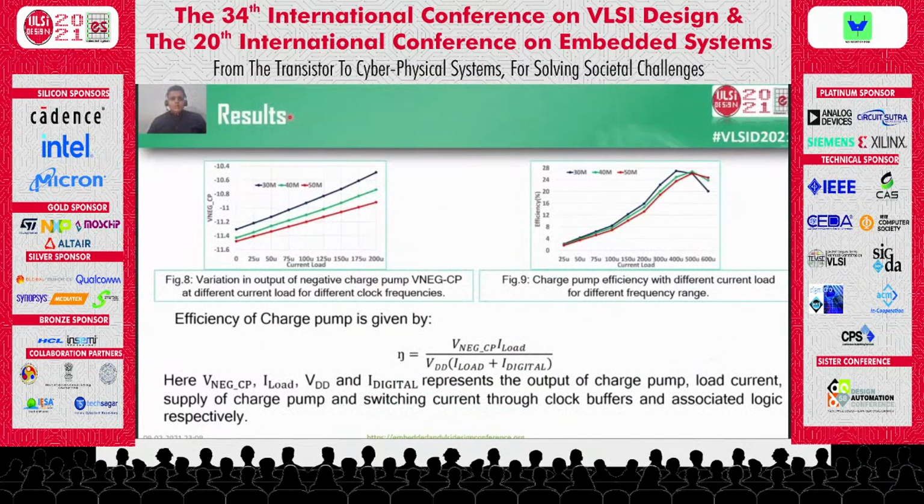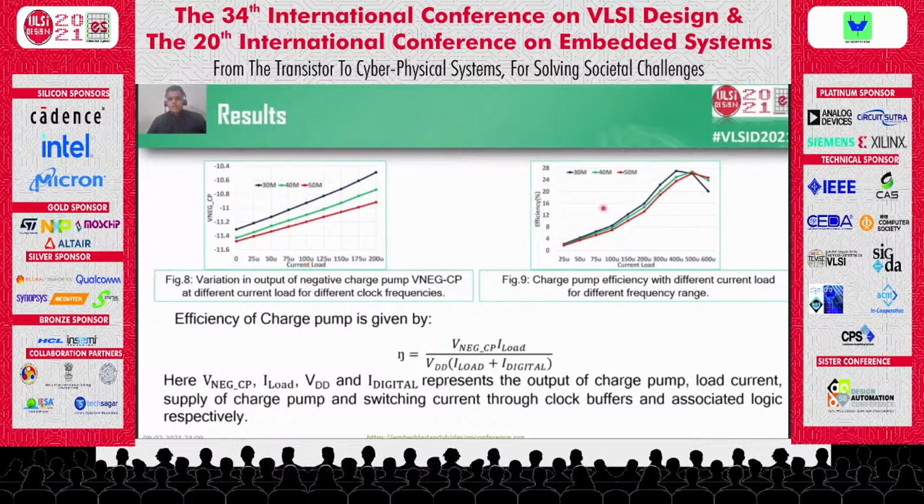In these slides, we will discuss the results. In the first figure, we can see the different DC values of Vnag CP across varying current load with different frequency. For 30 megahertz, the DC value of Vnag is changing from minus 11.3 to minus 10.5, but for 40 megahertz and 50 megahertz, the value of Vnag CP is very stable, as the output impedance of Vnag CP is very low, so the effect of current load is also very low.